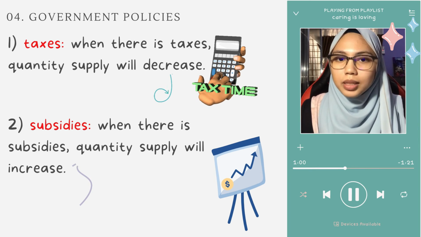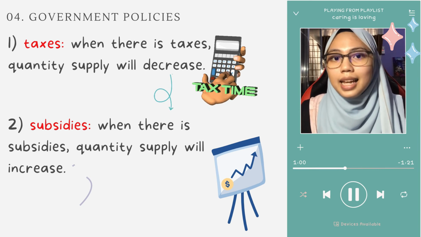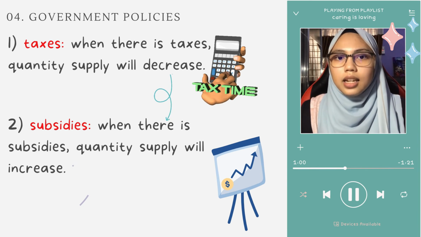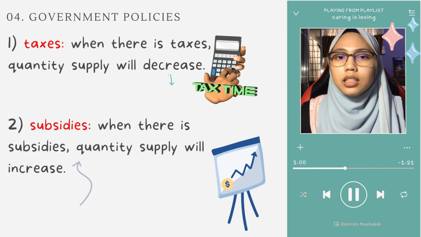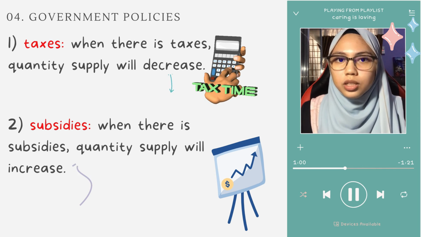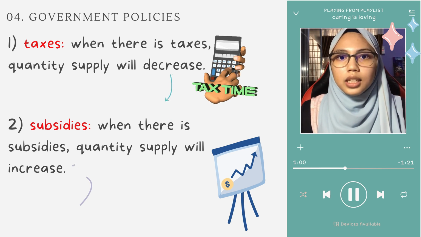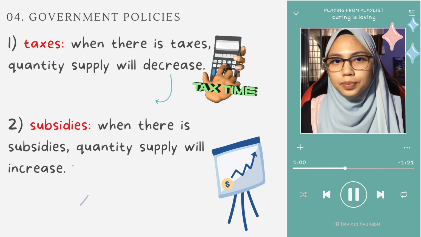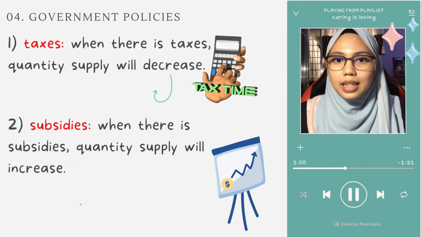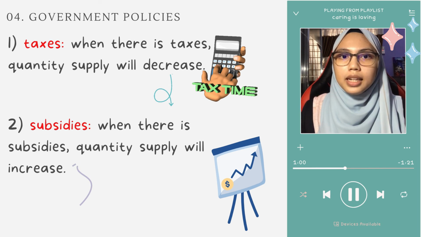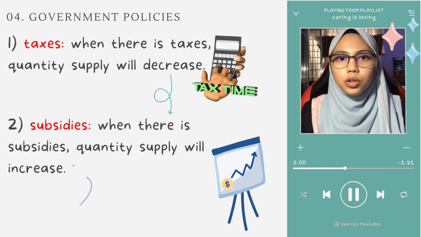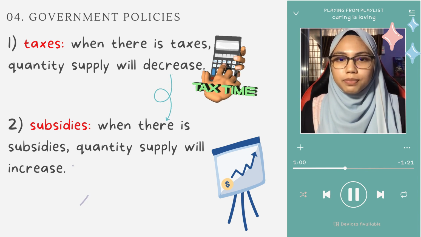Number 4, government policies. The first one is tax. When there is tax, the supply of goods and services decreases because it discourages producers from producing extra goods, which increases the cost of production. The second one is subsidies. When there are subsidies, the supply of goods will increase because subsidies encourage producers to produce more.